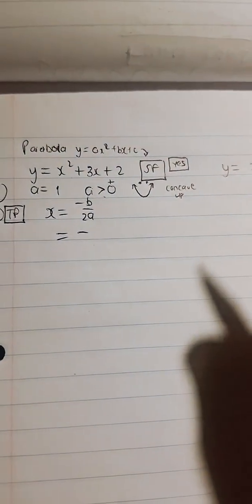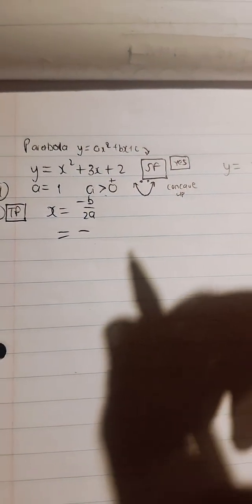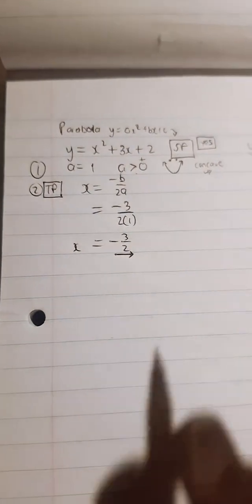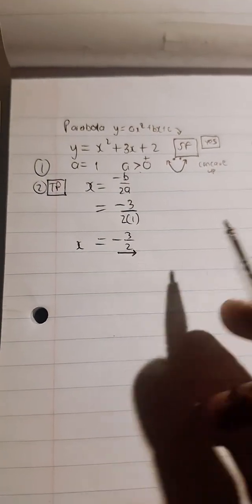Then sub your x values back into the equation to get the y value. Very good, Nontle. Our b is 3, so we substitute that over 2 into a. A is 1. Then we have negative 3 over 2. That is the x value. So in my head, I know this is negative 1.5.